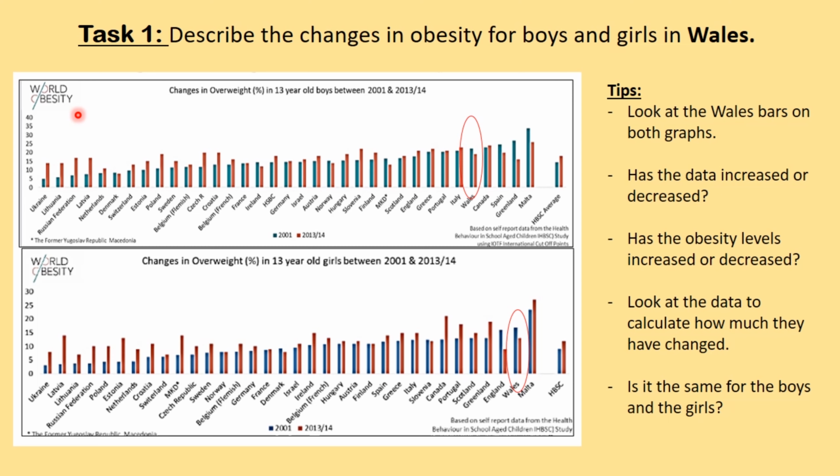You'll be writing it in the form of a paragraph. Some questions you may want to ask yourself to put in your answer are: has the data increased or decreased? So has the percentage of people overweight got bigger or lowered between the 2 years? Has the obesity level increased or decreased? Look at the data to calculate how much they have changed. And is it the same for the boys and the girls? So have the boys and the girls both either increased or decreased, or are they different? Just in a couple of sentences, describe the changes in obesity for boys and girls in Wales.